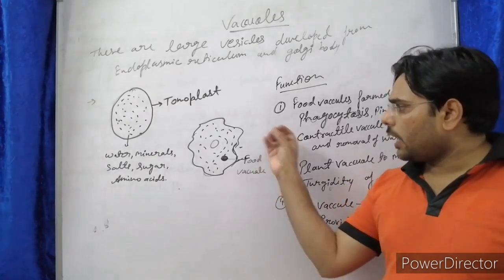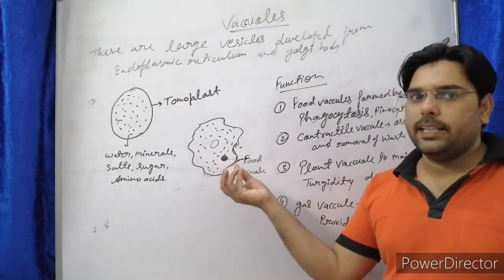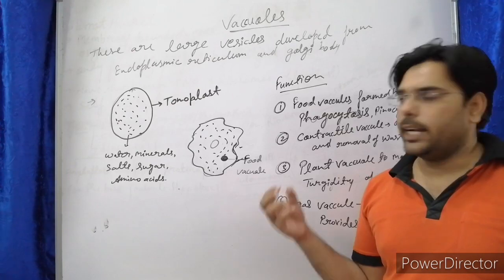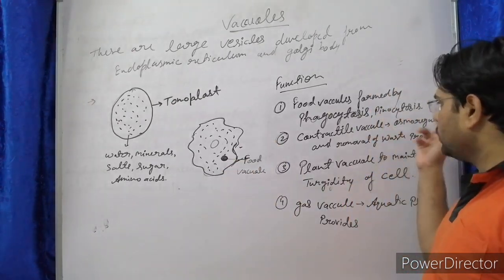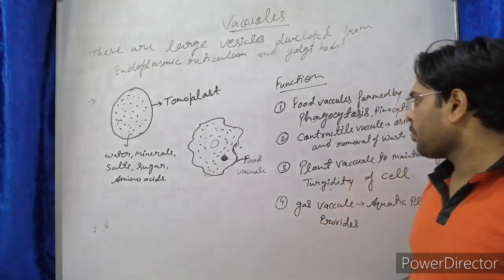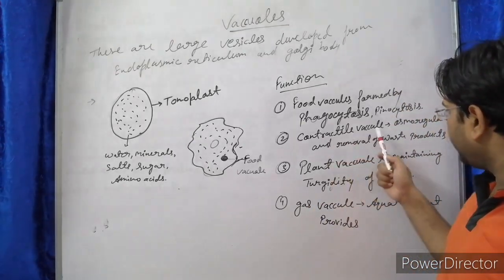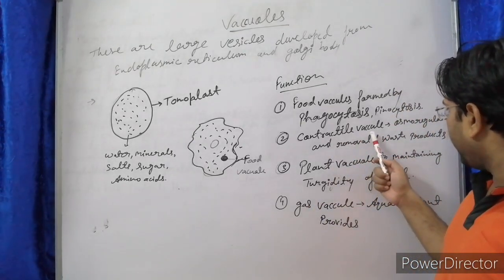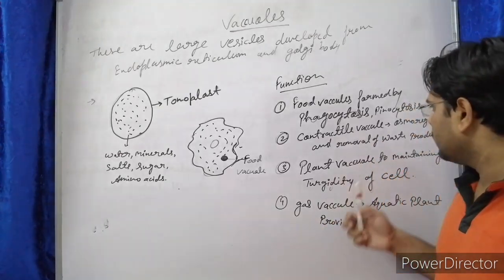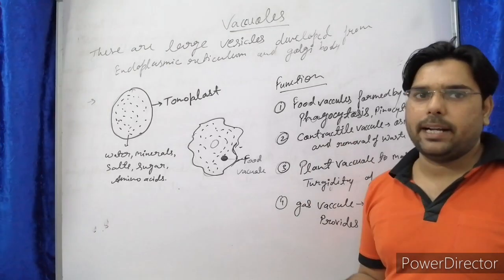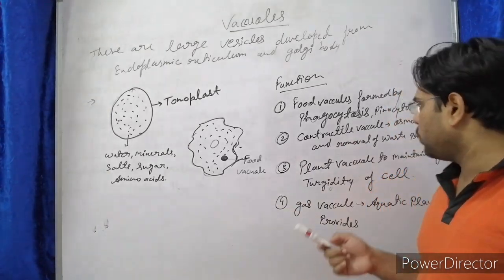If a cell takes in some solid material, that is called phagocytosis, and when a cell takes in some liquid material, that is called pinocytosis, meaning cell drinking. The second type of vacuole is the contractile vacuole. Contractile vacuoles are present in many plants, certain bacteria, and animals, protozoans also.